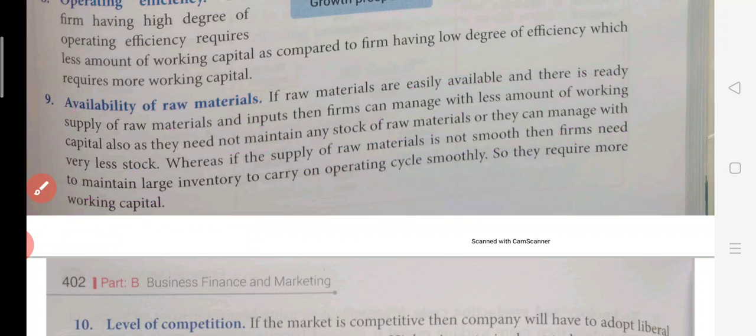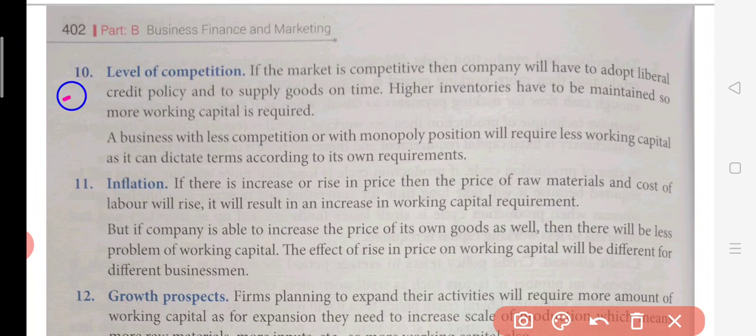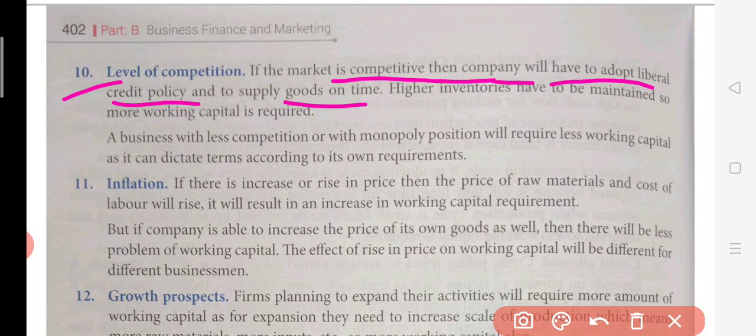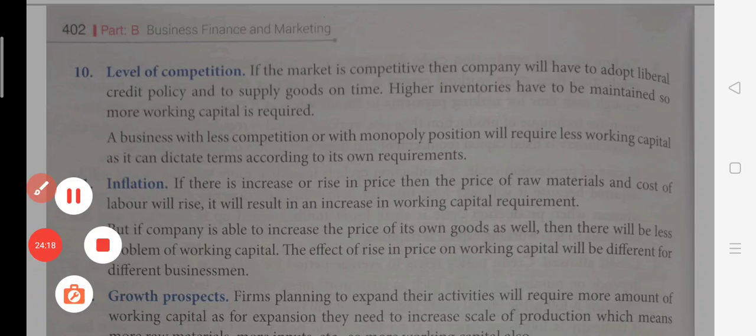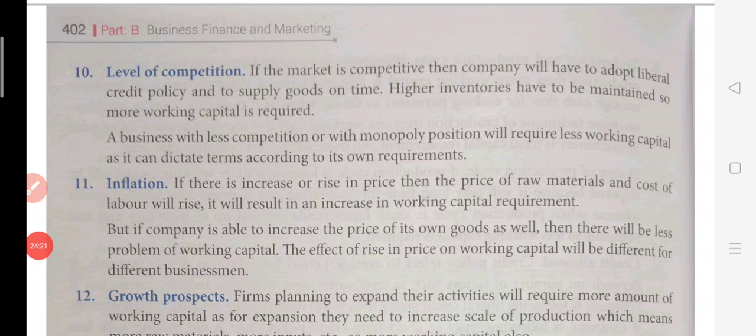Okay, now level of competition. See, if the market is competitive and there are a lot of competitors of your company, then we will have to adopt a liberal credit policy and supply goods on time. Higher inventories have to be maintained, so more working capital is required. So if the level of competition is high, then what will happen? You'll have to wait, or you'll have to give more credit to your creditors. In this case, you will be maintaining higher inventories. So when you maintain higher inventories, more working capital will be required.